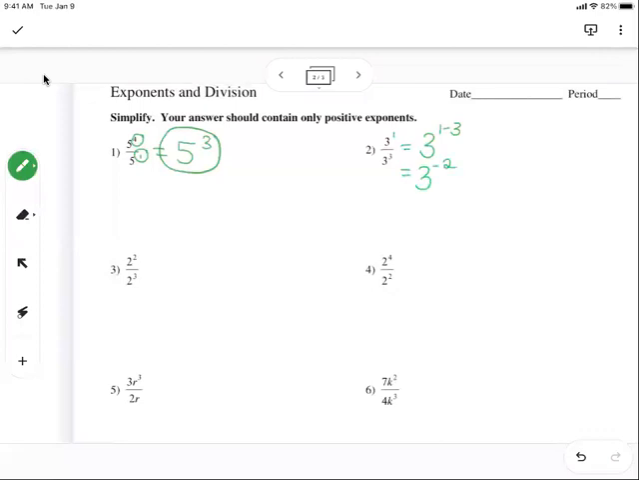So this is going to be 3 to the negative 2 power. With exponents, you can never have negative exponents. So we never want negative exponents as our final answer. So in this case, what that means, since this is a negative exponent, it means that this exponent actually is going to have to be in the denominator.